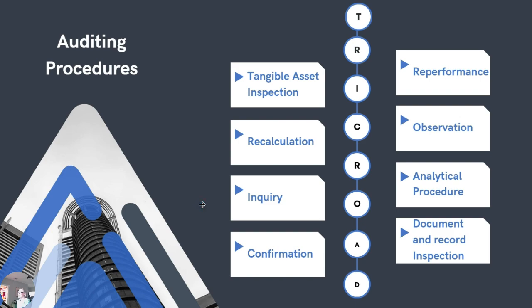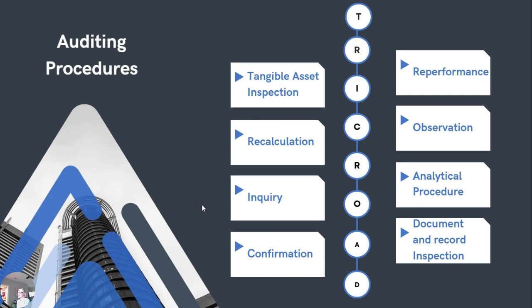Inquiry is the I in TRICK ROAD, and this is asking questions and getting answers. And you might say, well, that doesn't really provide us with any evidence, but actually it does. So inquiry is asking those questions, getting those answers, and then we would document whatever it is that we got. Inquiry can be verbal, having a conversation. It can be an email where we're asking questions and writing.